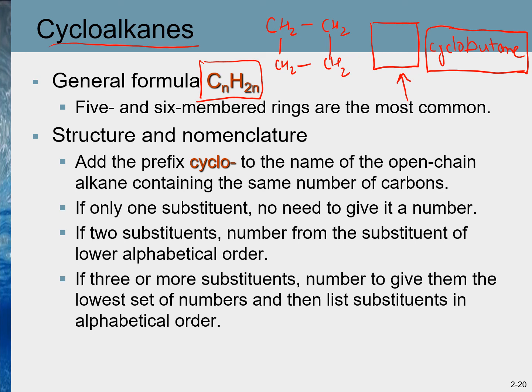Cycloalkanes can also contain substituents. For example, this 6-member ring has a substituent methyl group. If there is only one substituent on the cycloalkane ring, there is no need to give it a number. We just name it. Therefore, the name of this cycloalkane compound will be methyl, methyl is the substituent, cyclo, and it's a 6-member ring. So 1, 2, 3, 4, 5, 6. So it's a methylcyclohexane.